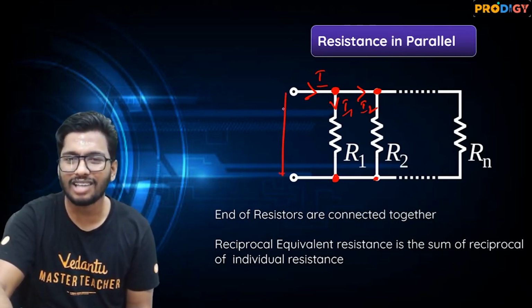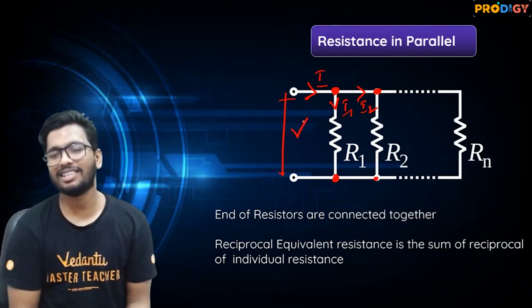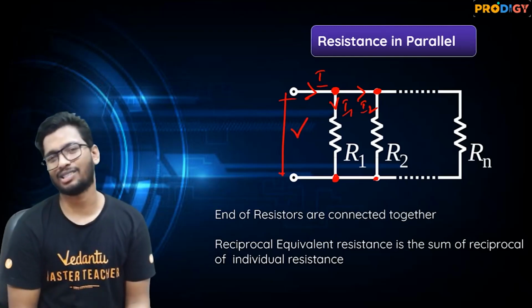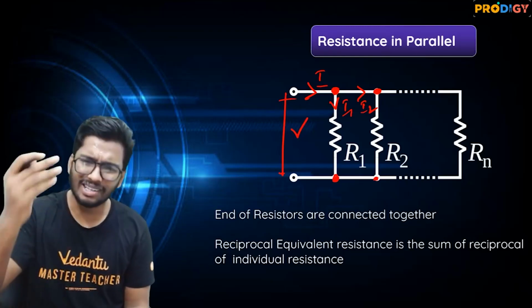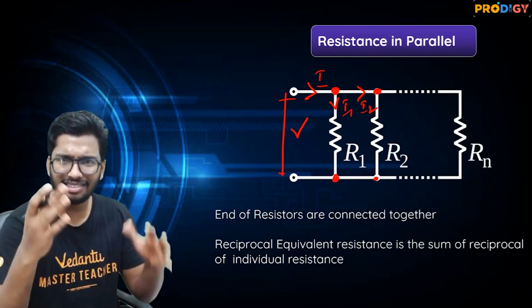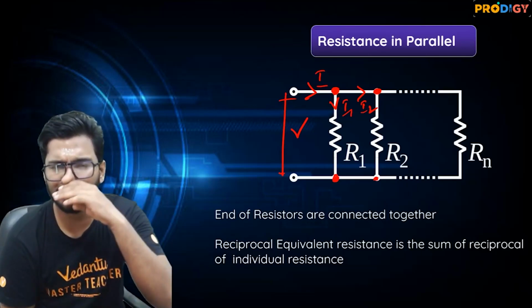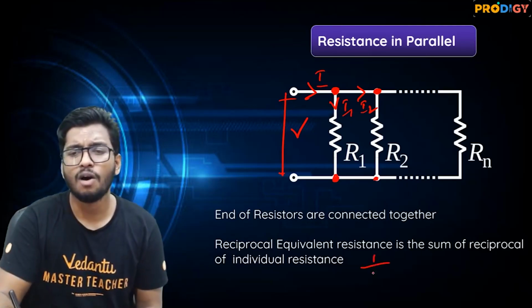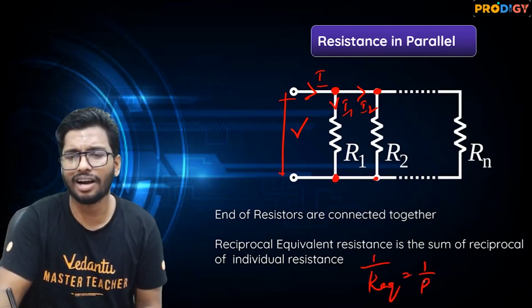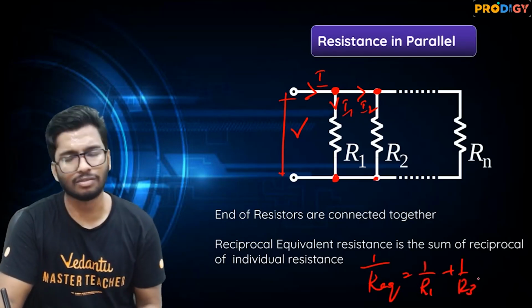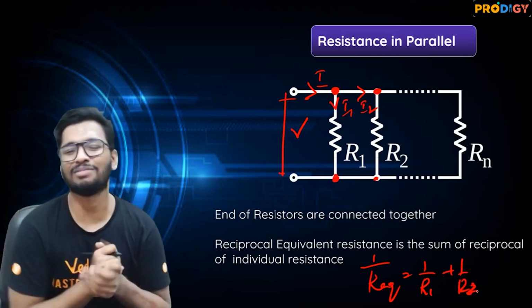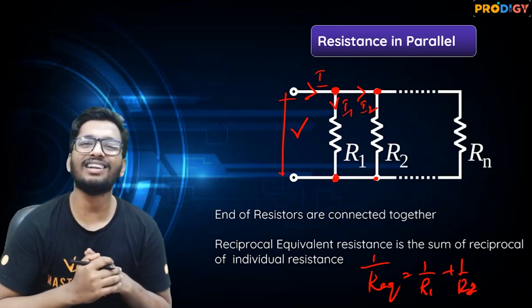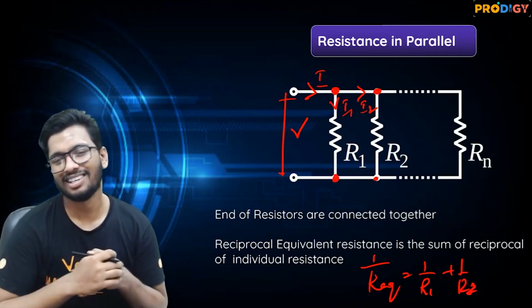The voltage across R1 and R2 will be the same, but the current gets distributed in the case of a parallel connection. And if you want to find the equivalent resistance, that is, to combine both of them and make them one, the formula is this: 1 by R equivalent is equal to 1 by R1 plus 1 by R2 plus 1 by R3 and so on and so forth. It's basically the sum of the reciprocals of the individual resistors.